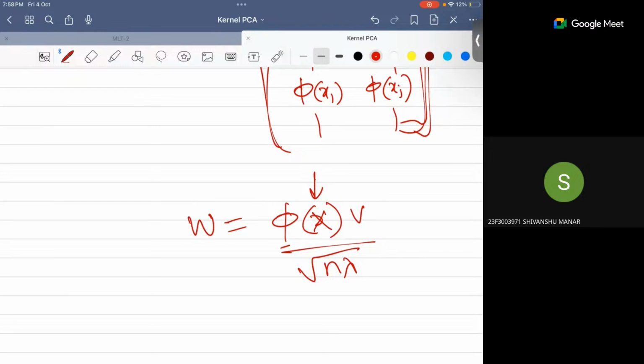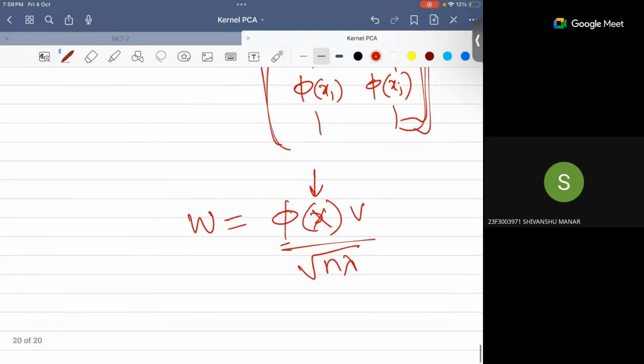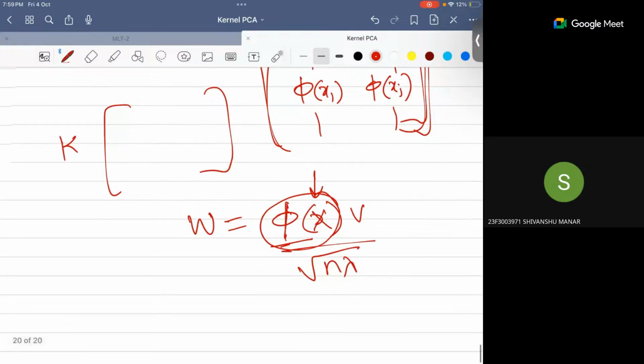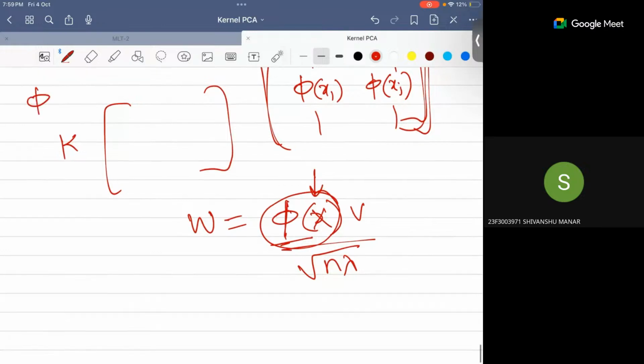Yes, sir. In some cases we can know this function, but this function we are not calculating at all. This is the mapping, right? What we are calculating is the transformed data, like the covariance matrix. Phi of this we are calculating, right? This we are getting from the polynomial kernel function, correct?